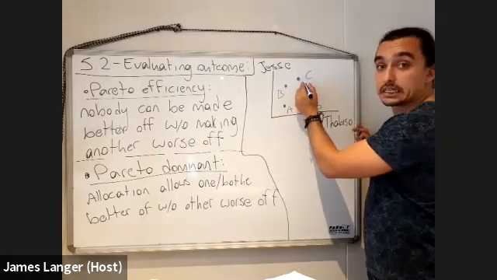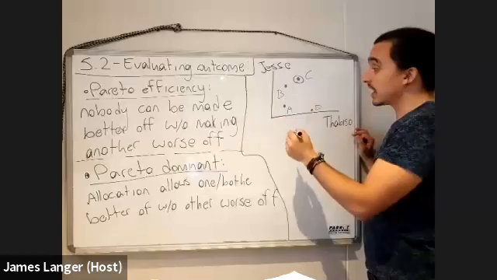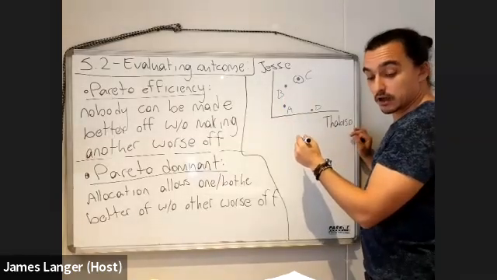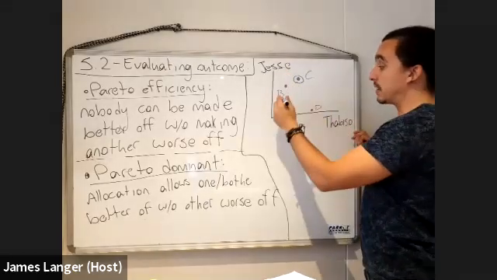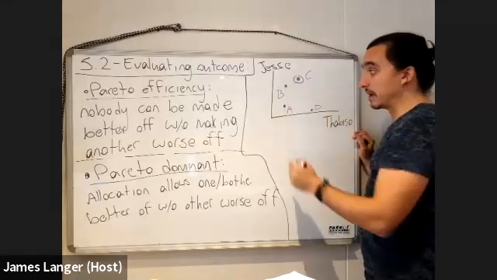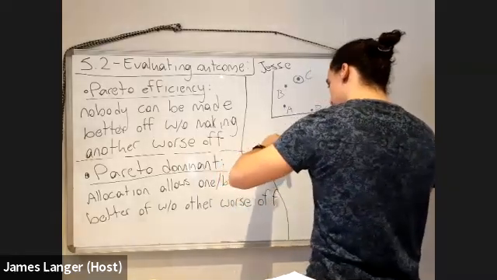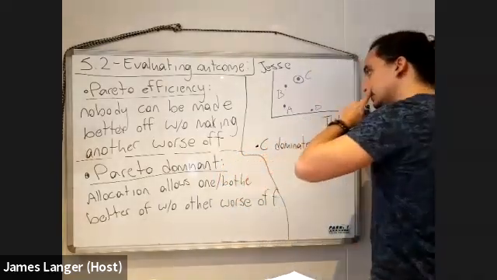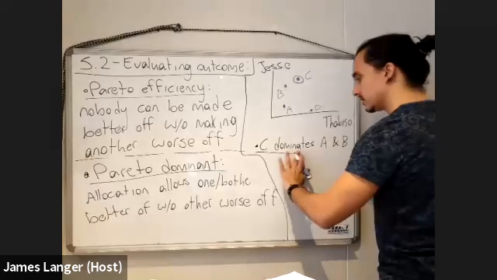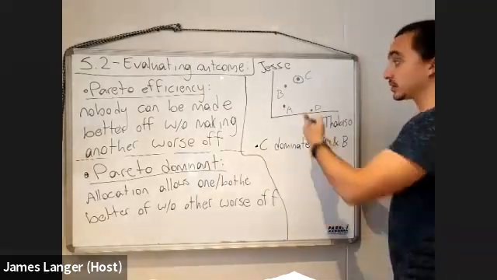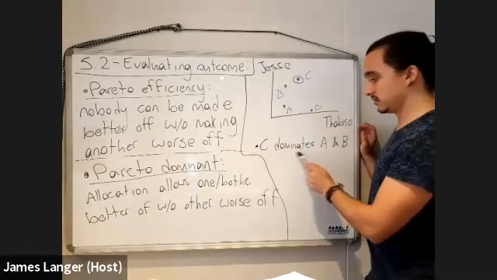So let's look at B and C, right? We can see that C allows for more for Jesse and more for Tabiso compared to both B and compared to A, okay? So C dominates A and B, because C allows for more for both Jesse and for Tabiso.